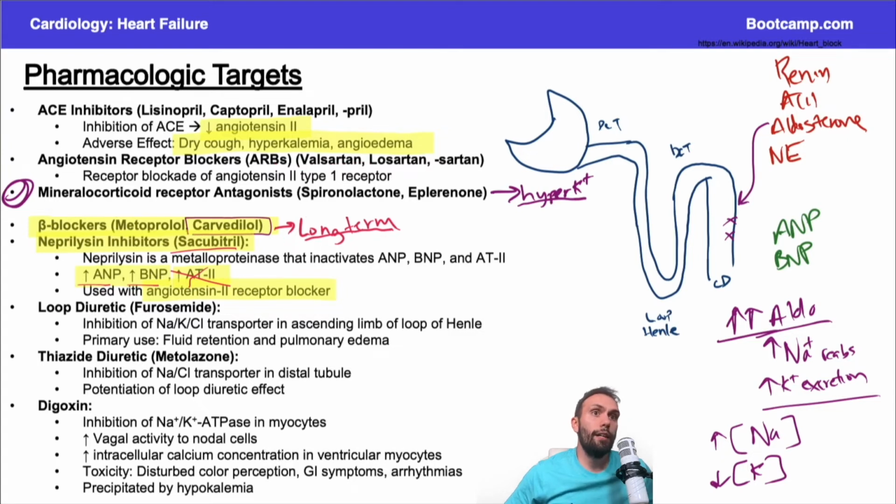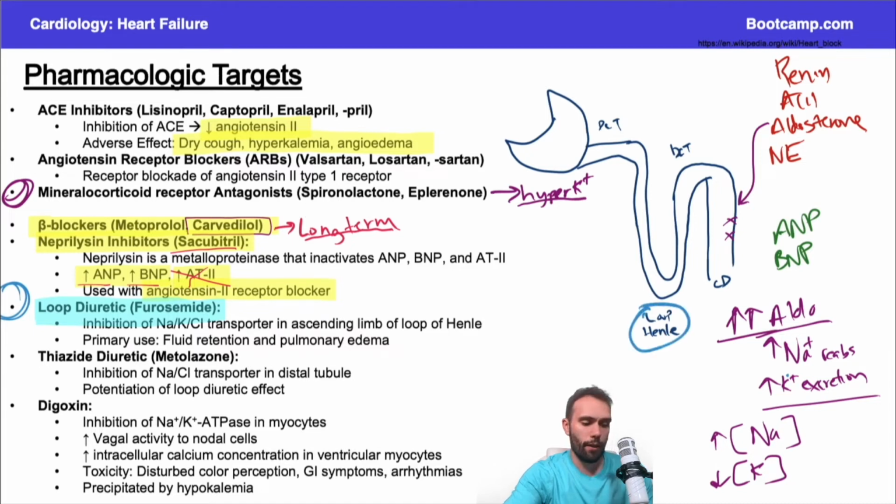Okay, loop diuretics. These are very high yield, especially when you get to the wards. You're going to see these all the time. Furosemide is also known as Lasix. You probably have heard of it. It's probably one of the most common drugs prescribed. Essentially, what furosemide does is it acts in the loop of Henle. So it's a loop diuretic.